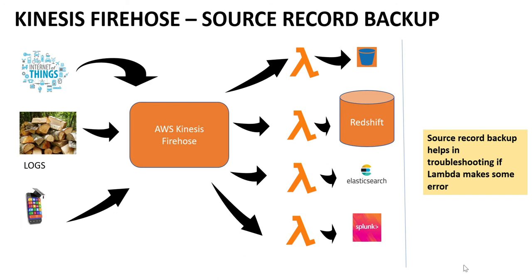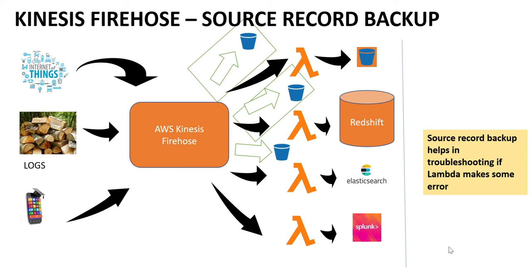Now it is important to take a source record backup when you are using Lambda for transformations, because what if the data after transformation gets messed up and you want to troubleshoot what went wrong because the data in the target doesn't match what was expected. For that purpose, you should hold the source record backup in an S3 bucket. That way, if anything is messed up, you can use it to troubleshoot. So these are the buckets that should be used to put the source record backup.